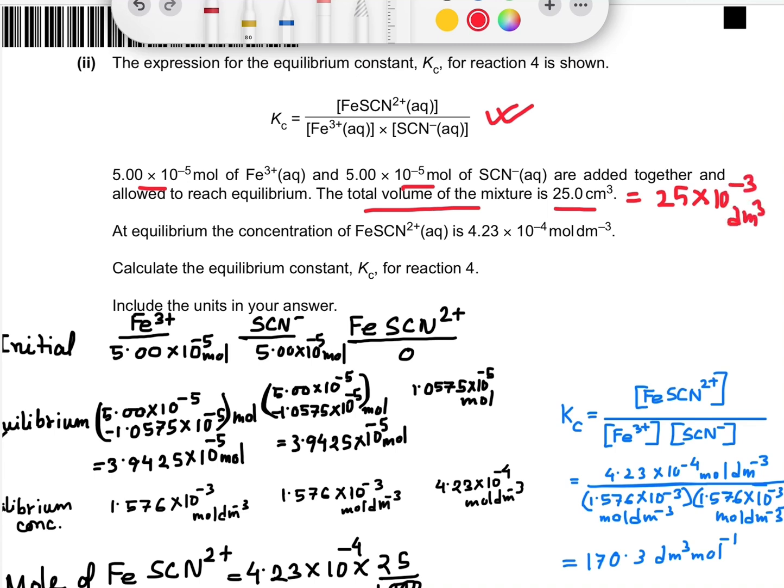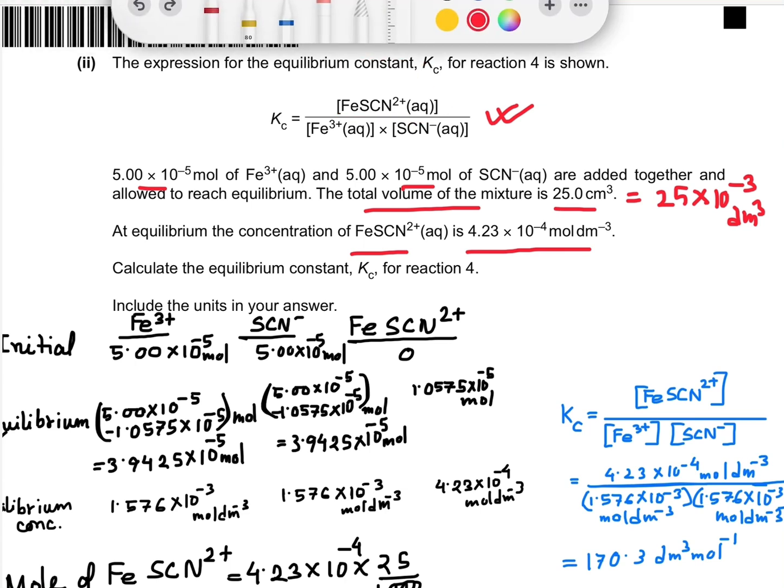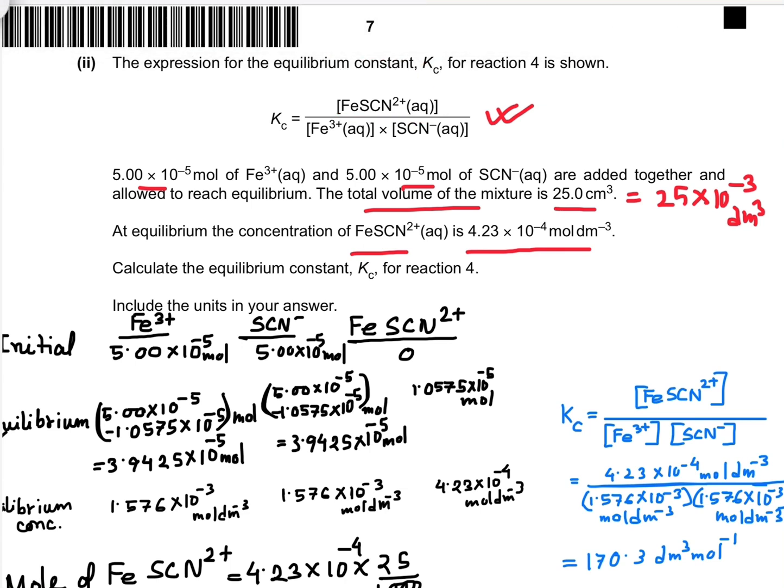Okay. Now at equilibrium the concentration of FeSCN2+ is 4.23 × 10^-4 mole per decimeter cube. So this one is given. Calculate the equilibrium constant Kc. To calculate this, we need the concentration of ferric and thiocyanate.